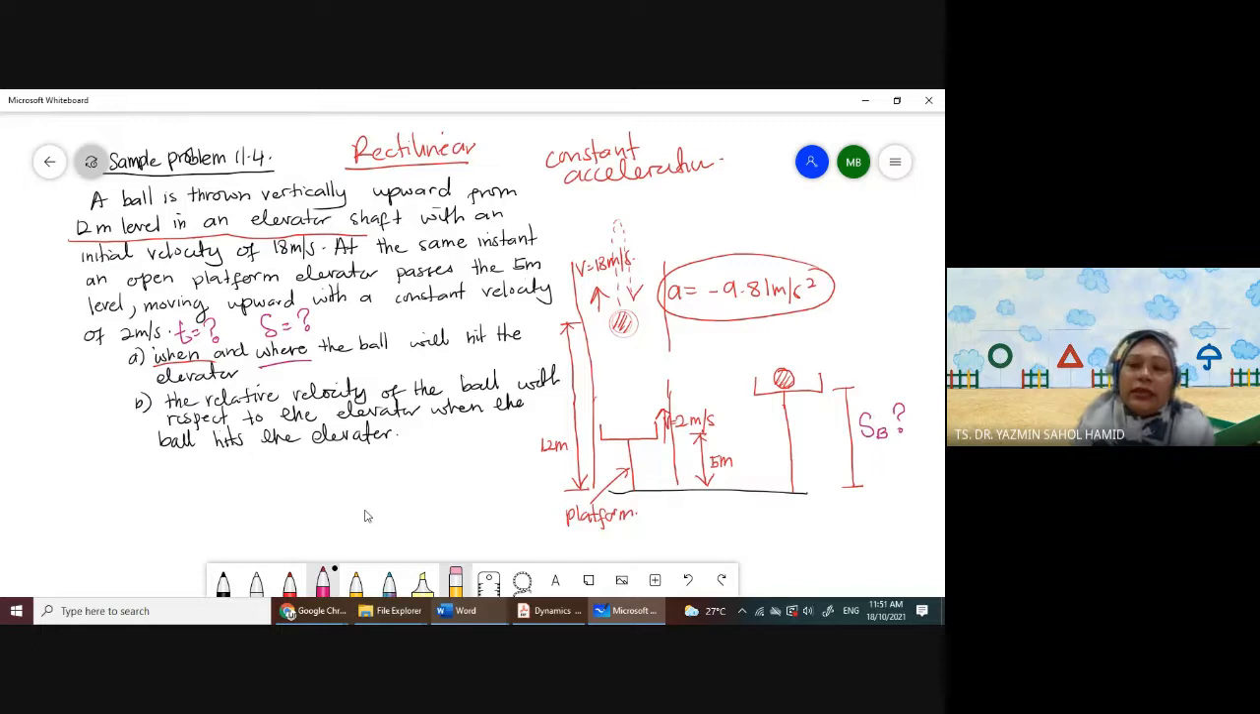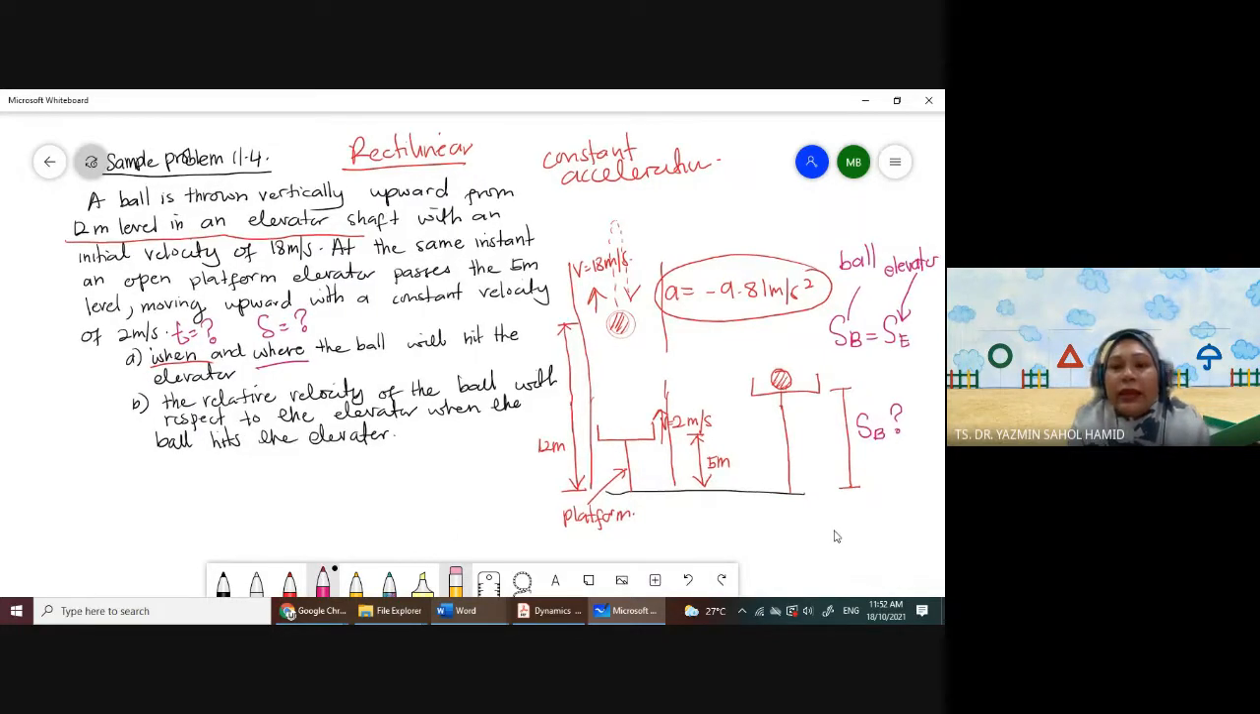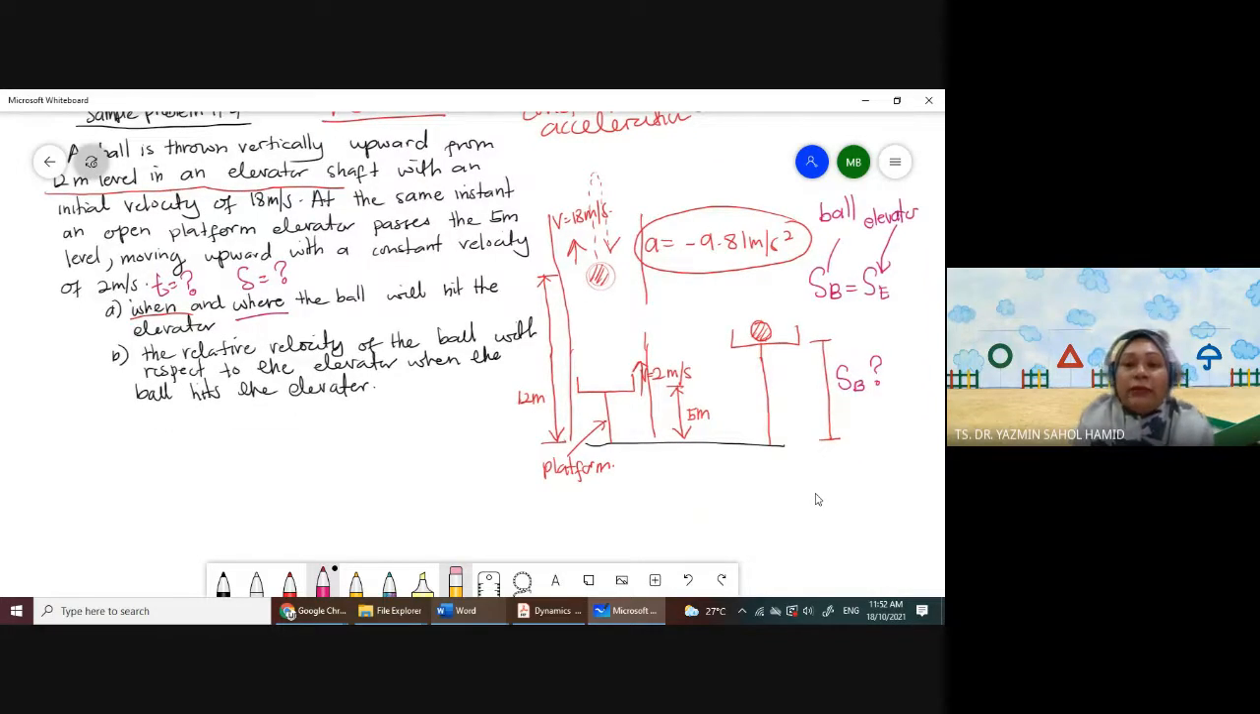And as you can see, when the ball hits the elevator, it will be the same position where the elevator will stop, right? So we can say that SB will equal SE. Here I'm using the symbol B for ball and E for elevator. Now, let's look at the parameters we have here. Let's write it down to understand better.